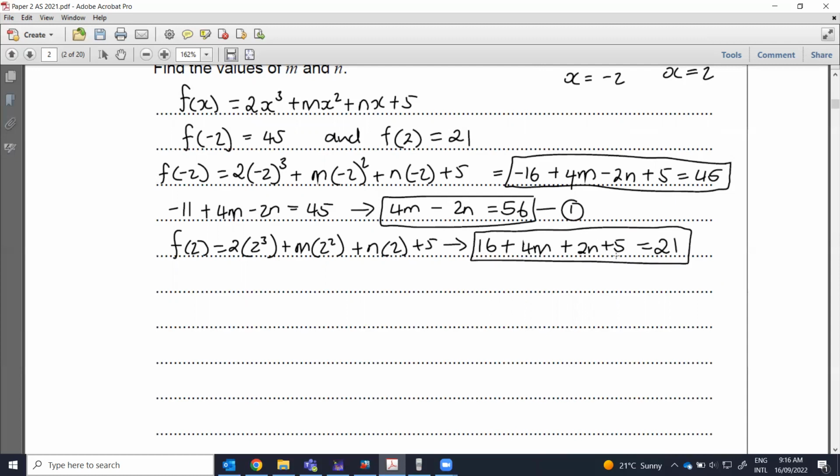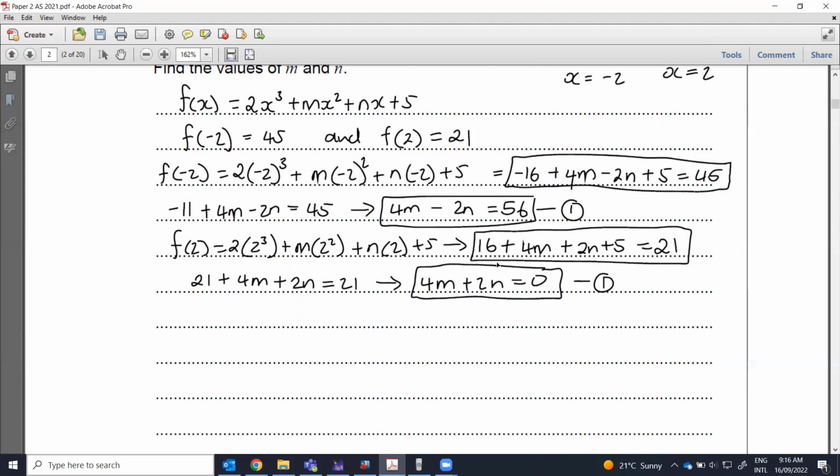So we have 16 plus 5, that is 21. I have 21 plus 4m plus 2n is equal to 21. Then this 21, we take it to the other side, it's going to become negative. So on the right-hand side, I have 21 minus 21. This means I have 4m plus 2n is equal to 0. And this is my second equation that I have to use to solve these two simultaneously.